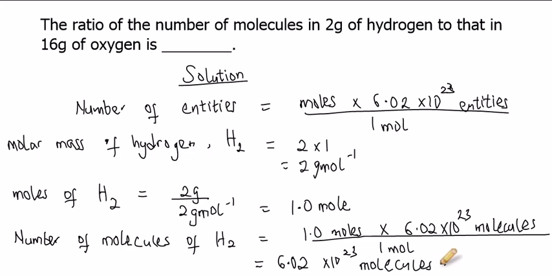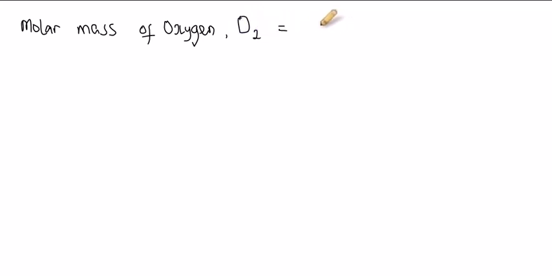Let's proceed to do that of oxygen: calculate the molar mass of oxygen, the number of moles, and the number of molecules present as well before determining the ratio. Molar mass of oxygen, represented with O2, since we are dealing with a molecule, will be equal to the number of atoms 2 multiplied by the molar mass of oxygen, which is 16, and this gives 32 grams per mole.